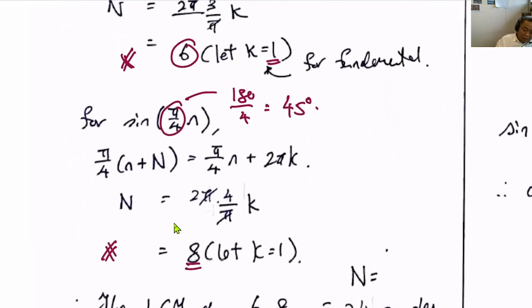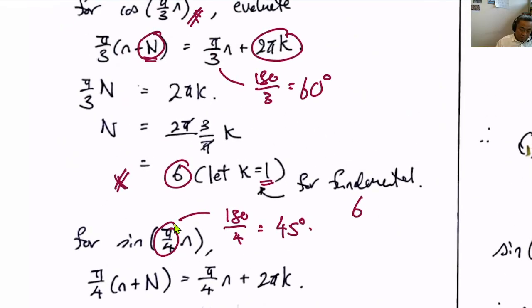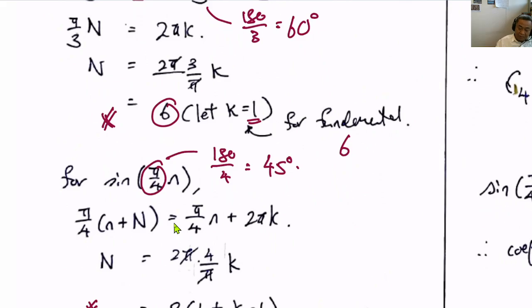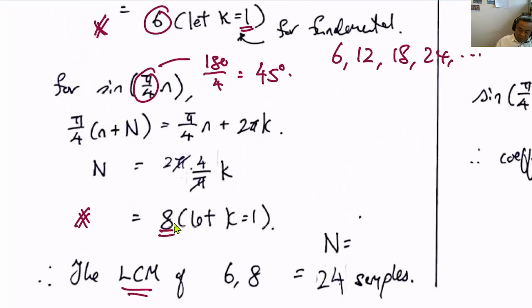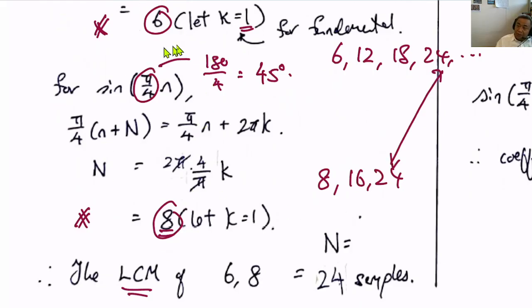Well, you should think like the cosine is repeating at 6 samples, 12 samples, 18 samples, 24 samples, and so on. While at the bottom, for 8, we are repeating at 8, 16, and 24. And you realize that both of them will repeat at 24 samples as well. So the common period between these two sinusoids is 24. That's what we are talking about in this lowest common multiple.